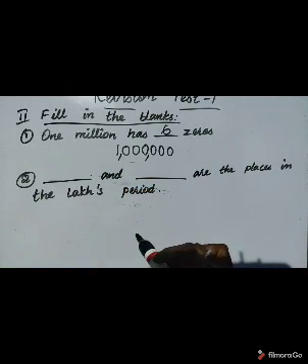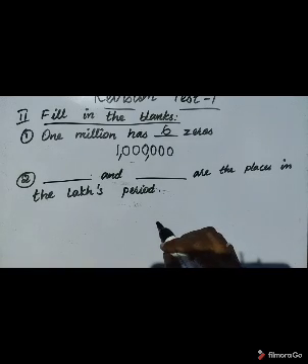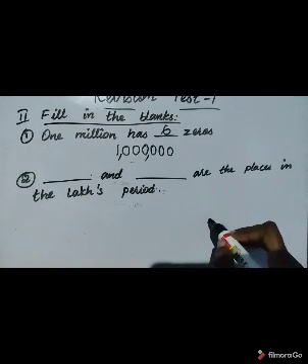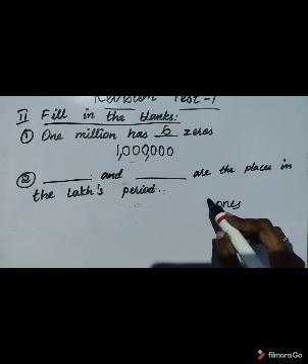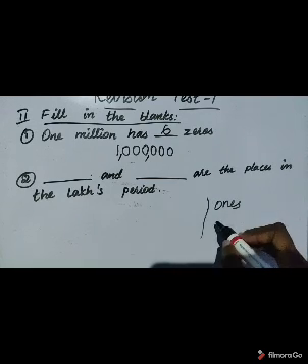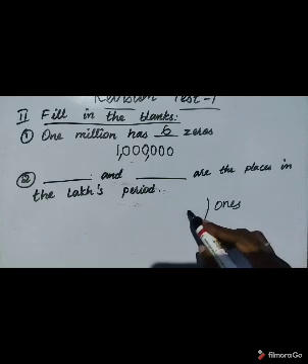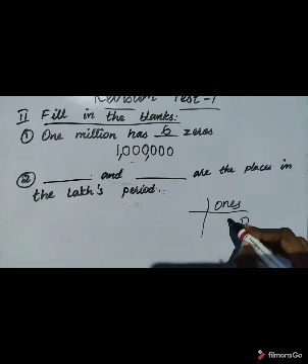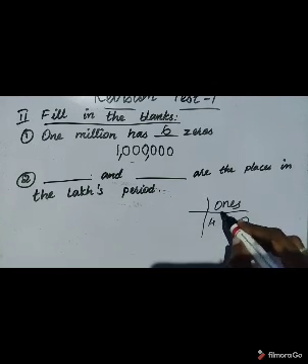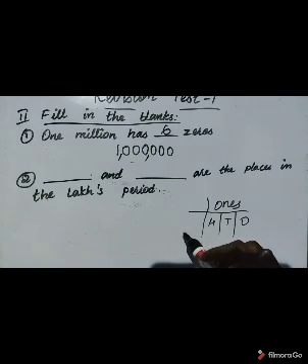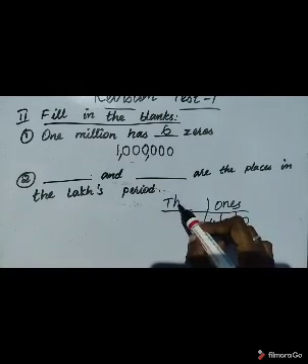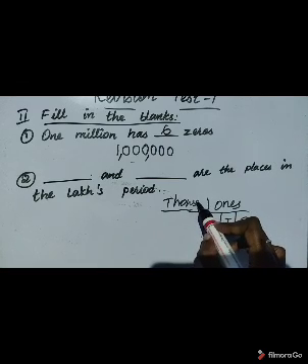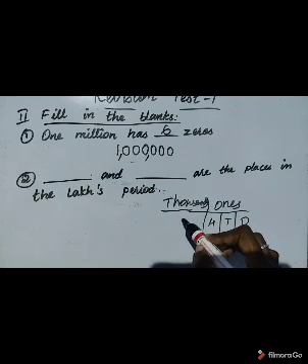Lakhs period comes only in Indian system. So in ones period, the places are ones, tens and hundreds. So these are the three places. Again, next comes the thousands period. So in Indian system, in thousands period, it is 1,000 and 10,000. Only these two places are there, 1,000 and 10,000.